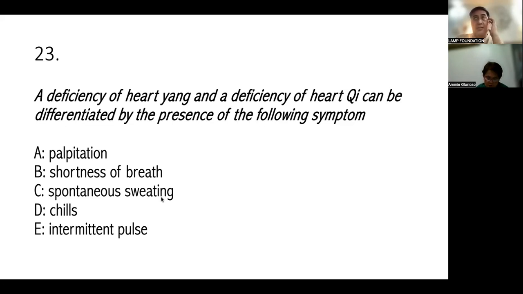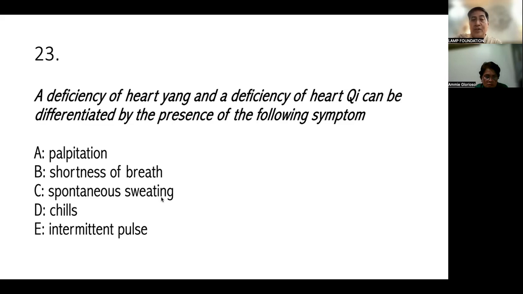Intermittent pulse is a sign of, hindi lang siya ganun ka-simple ha. It's something that we should be worried about. Okay. Chills po, letter D. Kasi ito yung sinasabi ko kanina, ano bang pagkakaiba? In fact, when you have heart qi deficiency, that's the early sign of heart yang deficiency. Ang pagkakaiba lang, walang feeling of cold, walang chills, walang cold extremities sa heart qi deficiency.